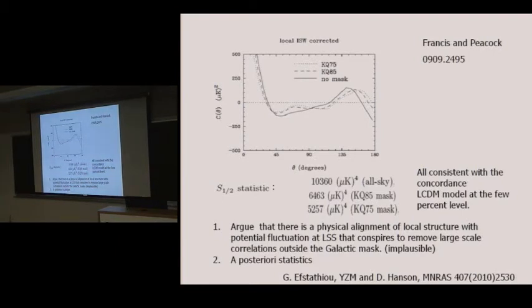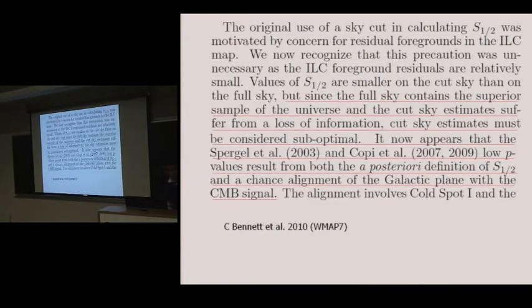So here, in the first part of the talk, I basically want to argue that the argument for the anomaly of large angular correlation isn't really justified correctly if you consider both the estimator and also the a posteriori properties of the statistic. So Copi, Huterer, Schwarz, Starkman et al. in this paper: since the full sky contains a superior sample of the universe and the cut sky estimates suffer from a loss of information, cut sky estimates must be considered suboptimal.